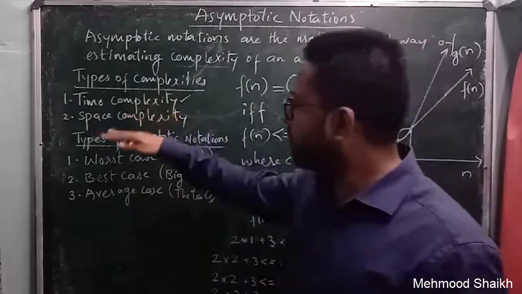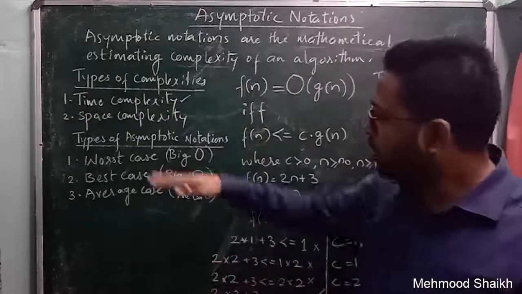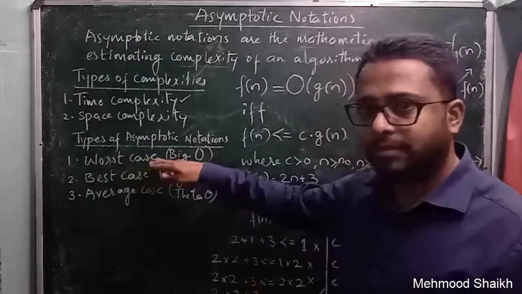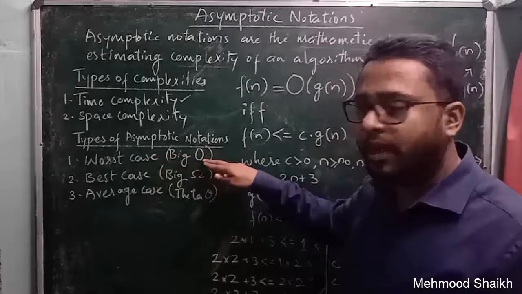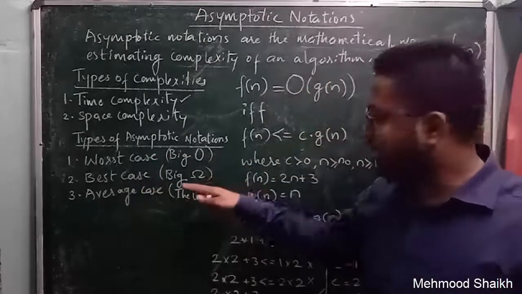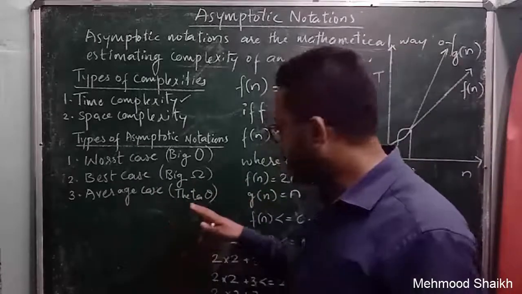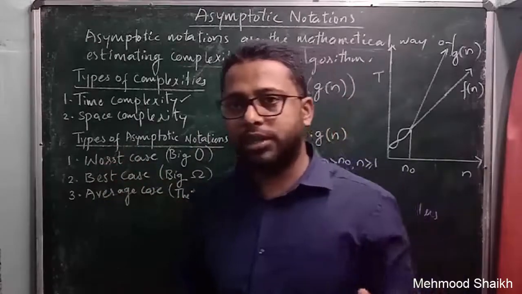As I have said, if you want to estimate the time complexity of an algorithm, we have to use various asymptotic notations: worst case, which we denote with the symbol big O, best case, which we denote with the symbol big omega, and average case, which we denote with the symbol theta. Now we will discuss the first type of asymptotic notation, which is the worst case.